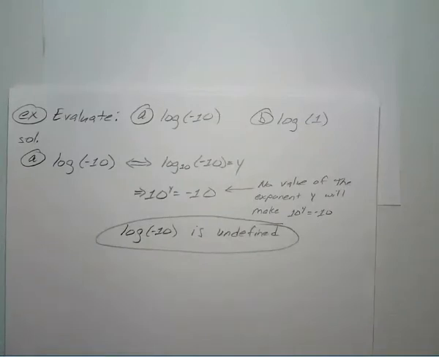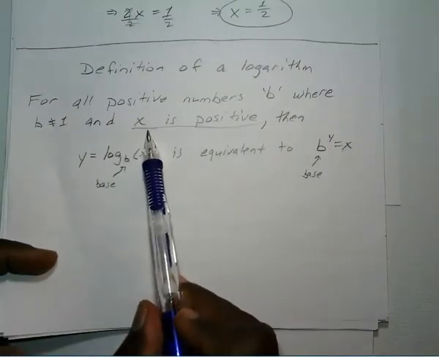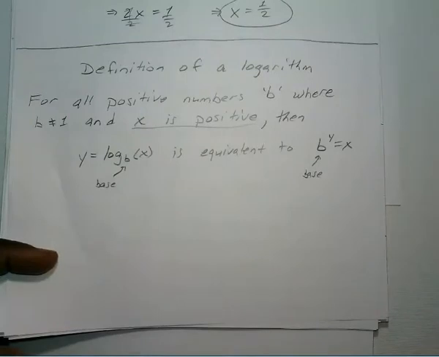Let me go back a few pages. Let's see if I can find that list of rules here. Here we go. That's why we had x is positive.